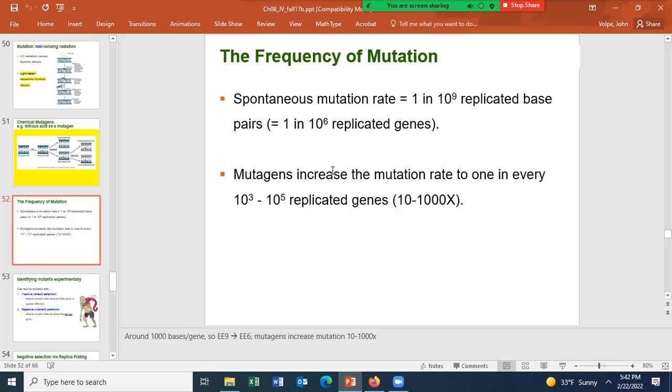All right. Mutagens increase the mutation rate by 10 to 1,000 times. So instead of one gene in 10 to the 6 being mutated, it'll be one gene in 1,000 or one gene in 10 to the 5th genes that are mutated. Any question about any of that?